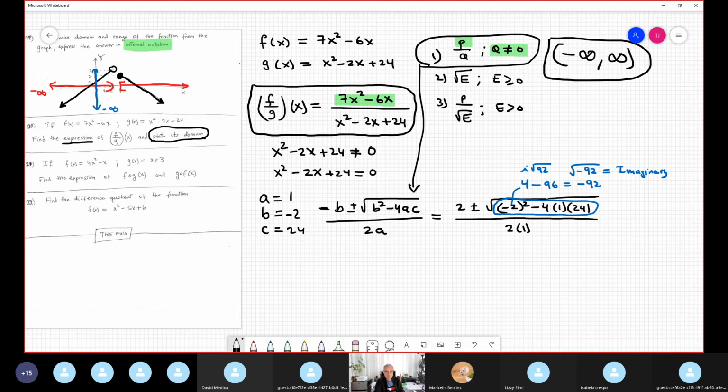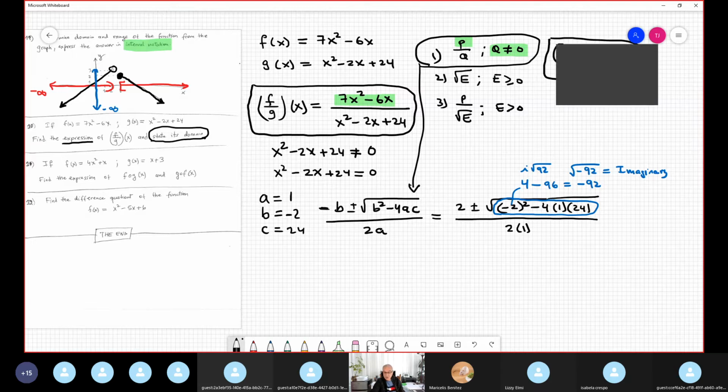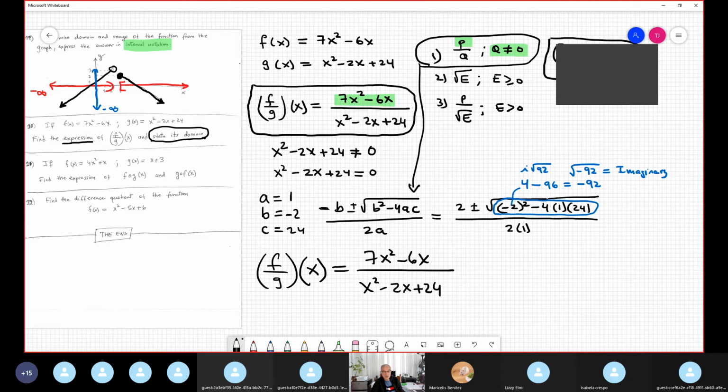Are you sleeping, guys? So how do you express the answer, Professor? The answer is two answers. Answer number 1, f divided by g of x is equal to 7x squared minus 6x divided by x squared minus 2x plus 24. This is the answer for that part, the expression.